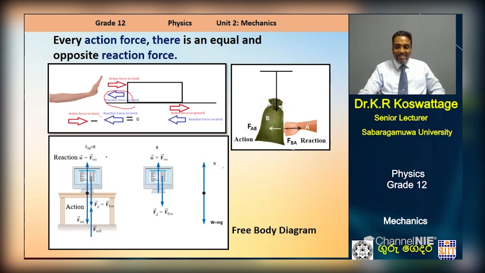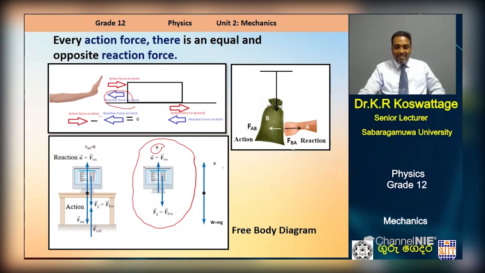Here is a similar situation. You can see a computer on a table, with an action force and a reaction force. You can isolate the computer, and then you have this reaction force, which is the normal force, denoted by R. This is the reaction force, which is the normal force, of course. And then you have the weight of the computer.